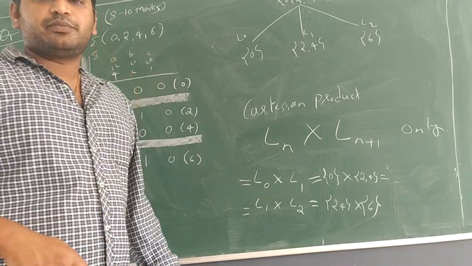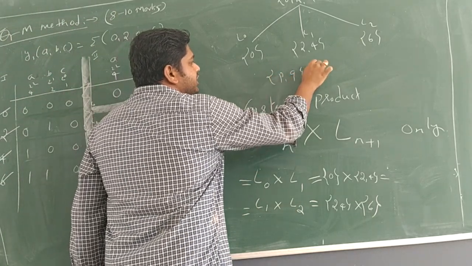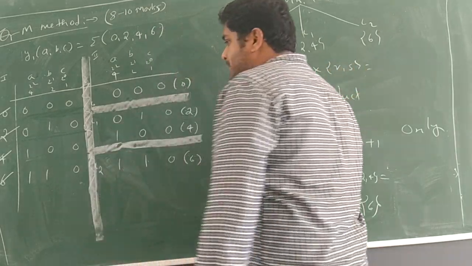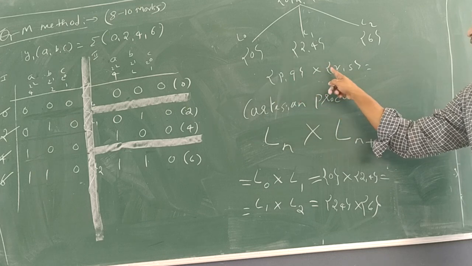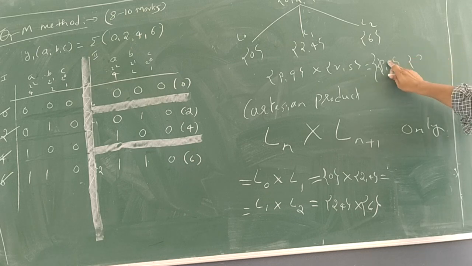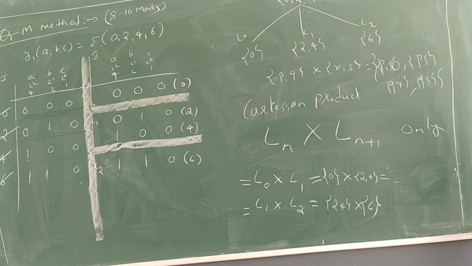So Cartesian product means what? You remember in your DMS: P, Q in one set, R, S in another set. The Cartesian product will be PR, PS, QR, QS. Okay, this is how we have to think.